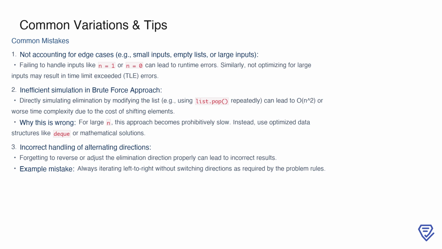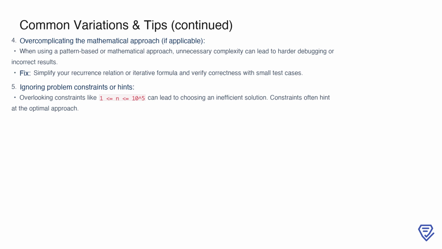Lastly, it's crucial to handle the alternating direction of elimination correctly. Many mistakes arise from overlooking the fact that elimination alternates between left to right and right to left. For example, if you always iterate from left to right without reversing direction when required, the results will deviate from the problem's rules. Another mistake to watch out for is overcomplicating the mathematical approach. Sometimes, when deriving a recurrence relation or iterative formula, it's easy to add unnecessary complexity, which can make debugging a nightmare. Instead, focus on simplifying the logic and verifying your solution with small test cases to ensure correctness.